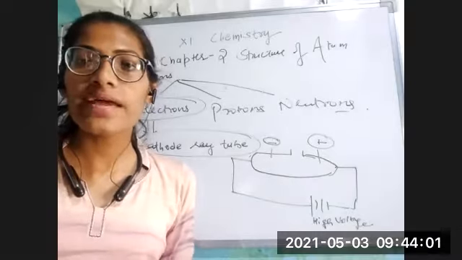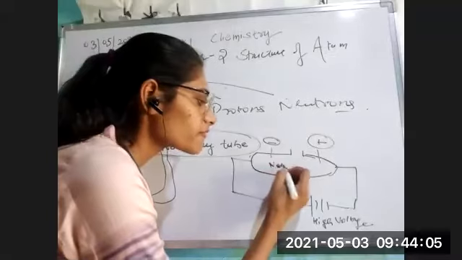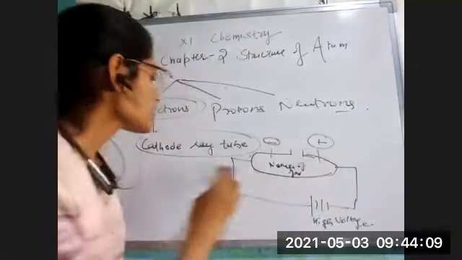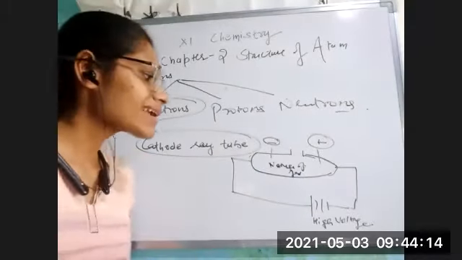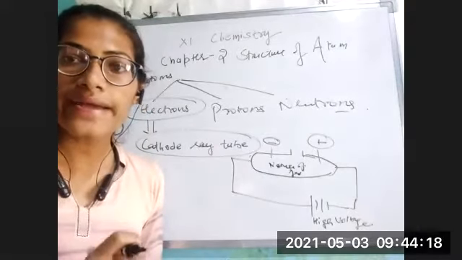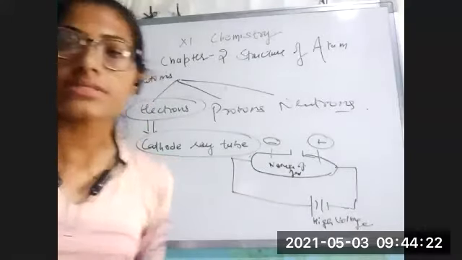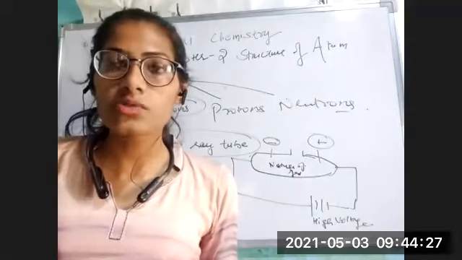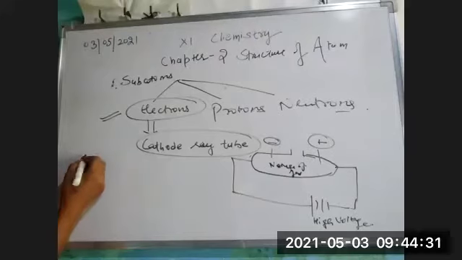Second, he proved that it doesn't depend upon the nature of the gas which is put in this cathode ray tube. It does not depend upon it. And the third point, since it does not depend upon the nature of gases, that means electrons are the main constituent of each atom. So these are the 3 points which I'm representing.